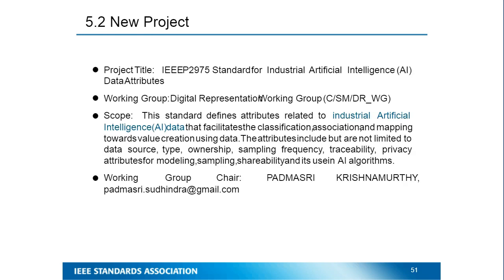Another new project is IEEE P2975. It's about a standard for industrial artificial intelligence data attributes. This standard defines attributes related to industrial AI data that facilitate the classification, association, and mapping towards value creation using data. The attributes include, but are not limited to, data source, type, ownership, sampling frequency, traceability, privacy, attributes for modeling, sampling, shareability, and its use in AI algorithms. And this project is individual-based, so the experts can easily participate in the discussion of the project.